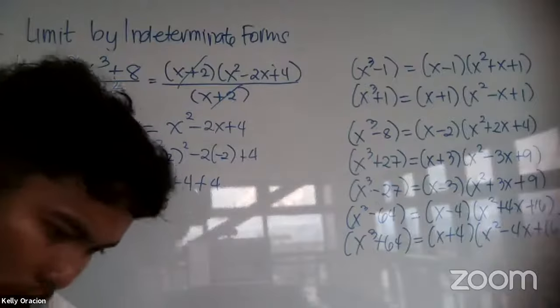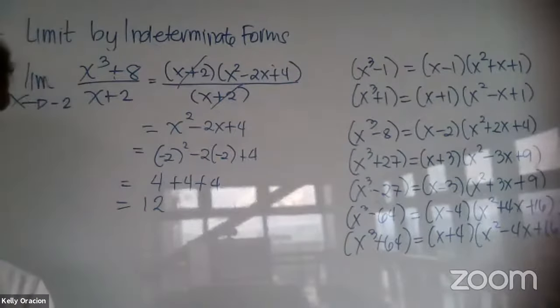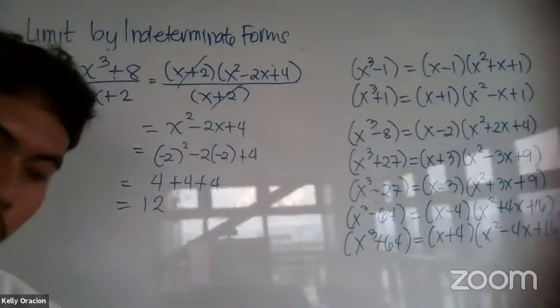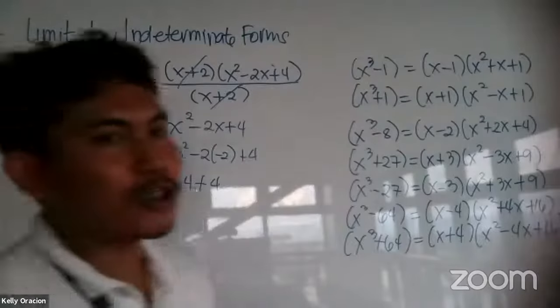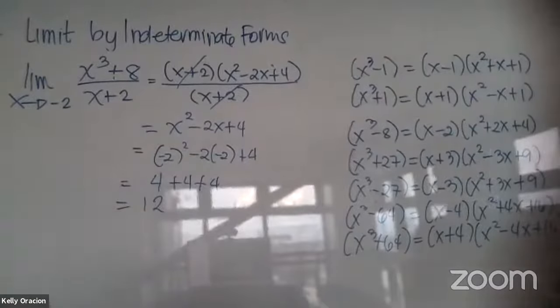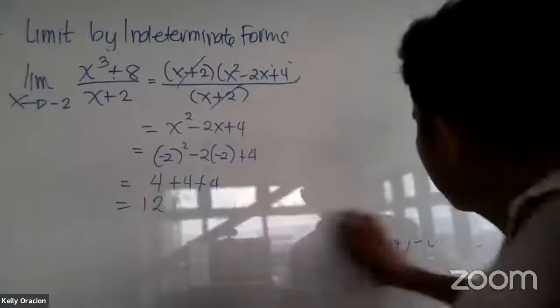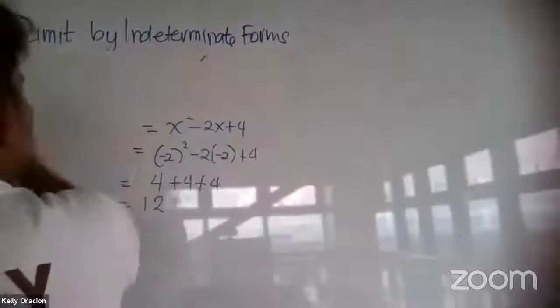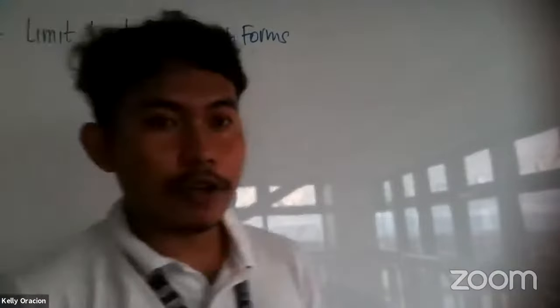This time, we are going to proceed to conjugation. Conjugation is a bit difficult, so let's just fight through it. This time, let's have an example: limit by indeterminate forms using conjugation.